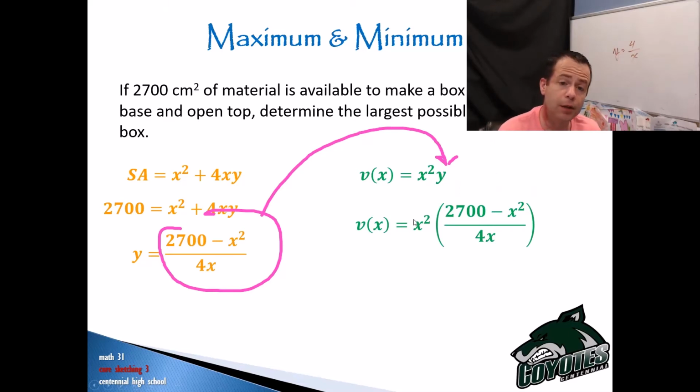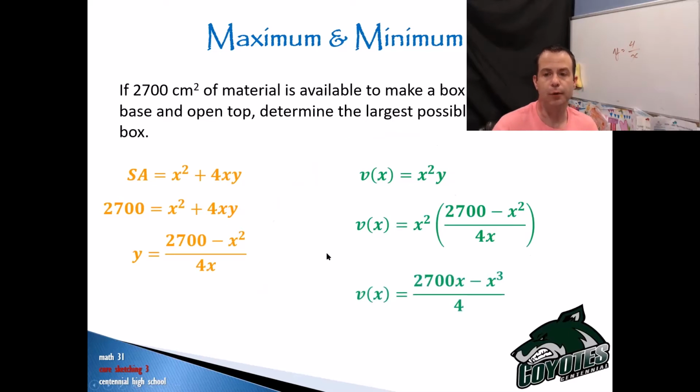Okay, so if I'm going to go x squared times this guy, well, the first thing I can see here is one of my x's will divide out. So I could take that guy, and one x has divided out. So now that'll be 2700x minus x cubed all over 4. Okay. All right. So this is the guy I now want to try and do something with.